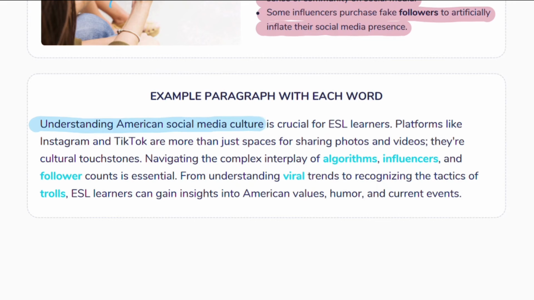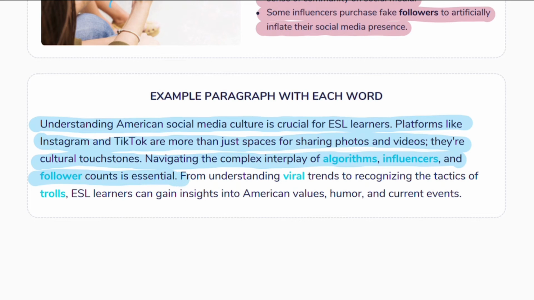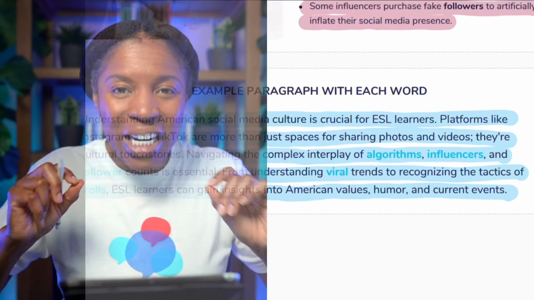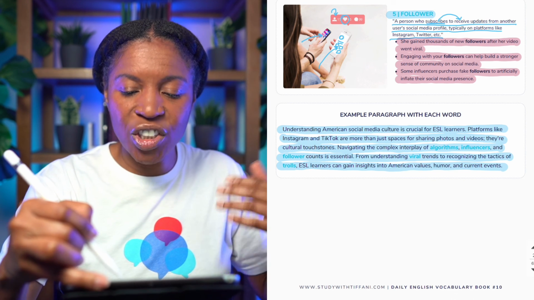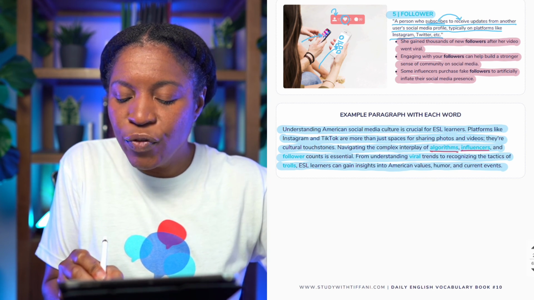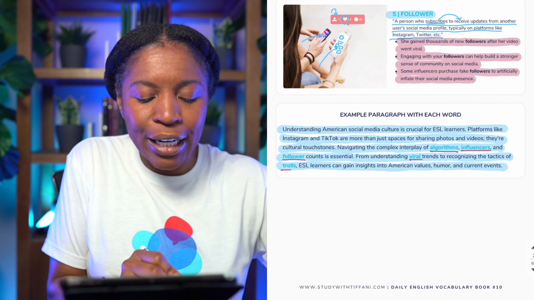Understanding American social media culture is crucial for ESL learners. Platforms like Instagram and TikTok are more than just spaces for sharing photos and videos. They're cultural touchstones. Navigating the complex interplay of algorithms, influencers, and follower counts is essential. From understanding viral trends to recognizing the tactics of trolls, ESL learners can gain insights into American values, humor, and current events. You see how each of the terms that you learned today can be found in this paragraph. Once again, we have algorithms, influencers, follower, viral, and trolls.